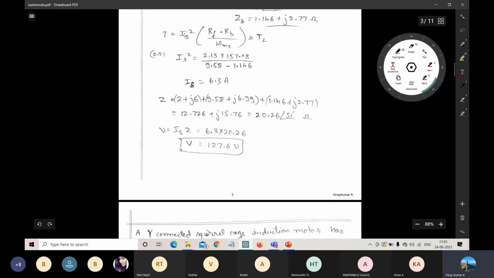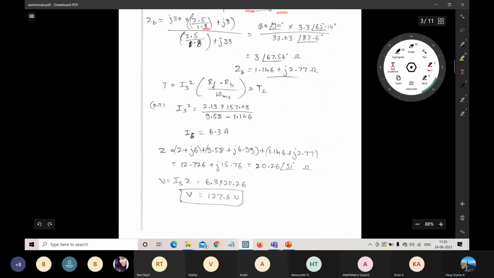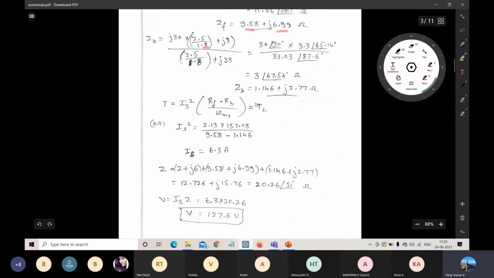So I square is equals to T 2.13 into omega MS 157.10 by RF minus RB. So RF is 9.58, RB is 1.146. So you will get current value 6.38.